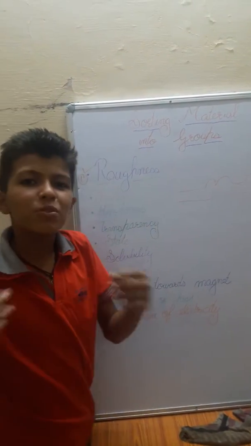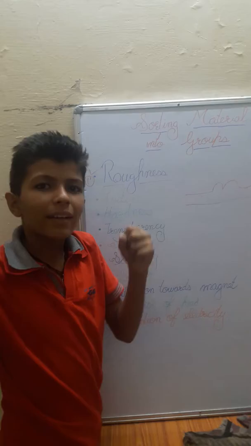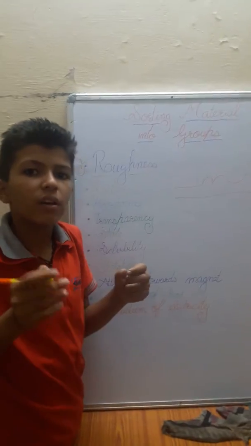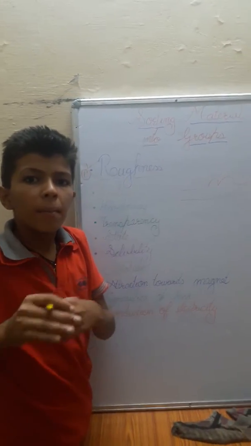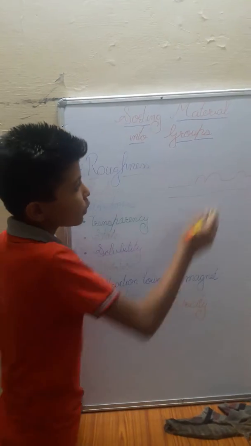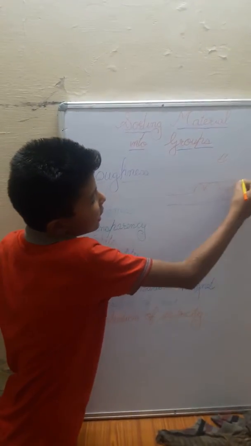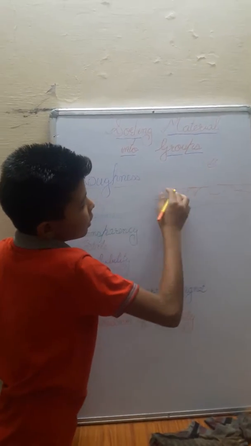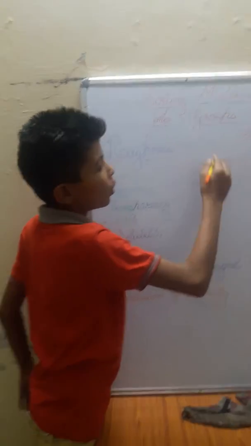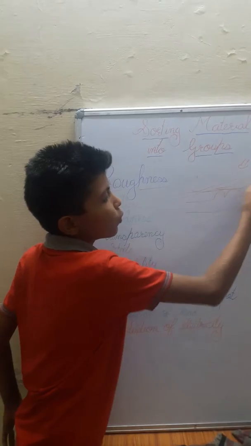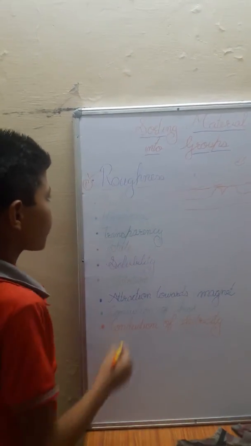But sometimes when you are playing carrom, you put some powder on the carrom board to make it slippery. When you spread the powder on it, it covers those bumps. So when you play, it goes smoothly and slightly.